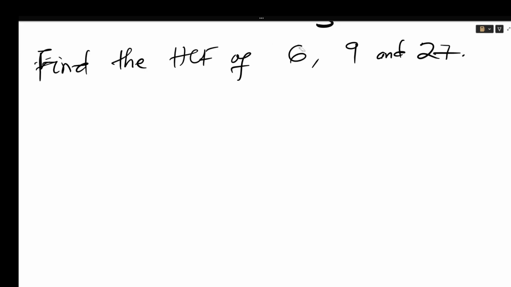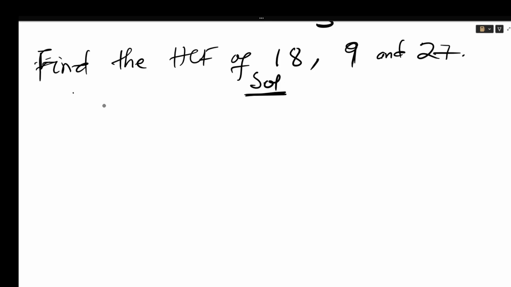Now let me change this 6 to something like 18. Okay, 18. So 18, 9, and 27. You may choose any of the methods, but since we are going through the prime tree method, we are going to use the prime tree method.